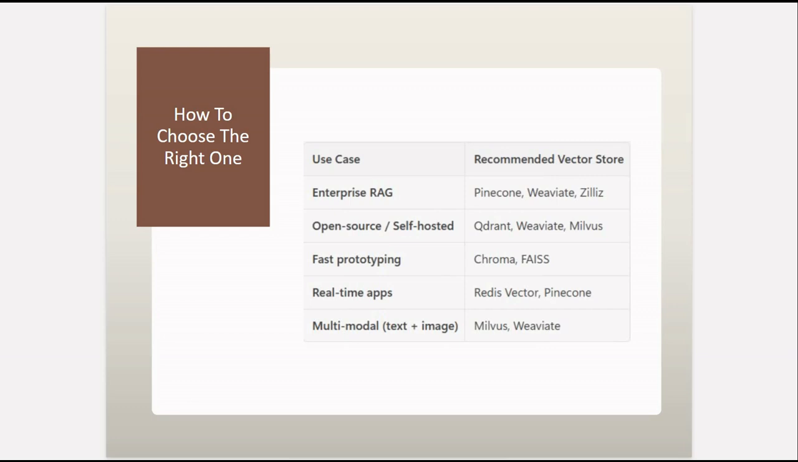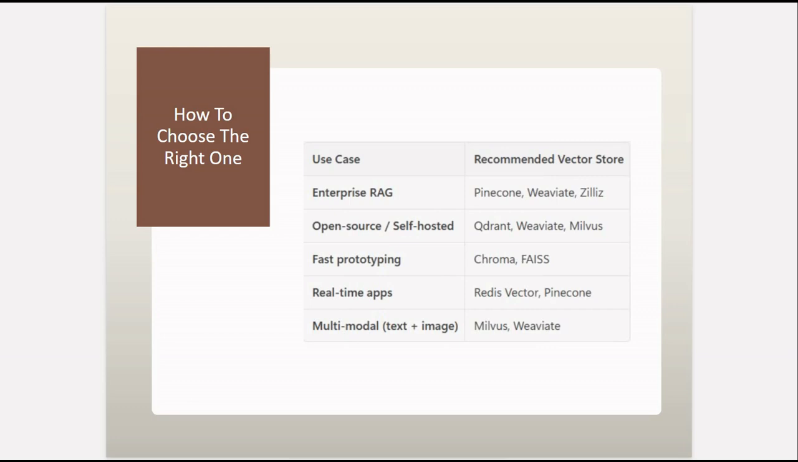If you are looking for real-time apps, then you have Redis Vector Store and Pinecone, because Redis is very good at real-time data filtering. If you have multi-modal scenarios where you are dealing with text as well as images, then Milvus and Weaviate could be your solution.